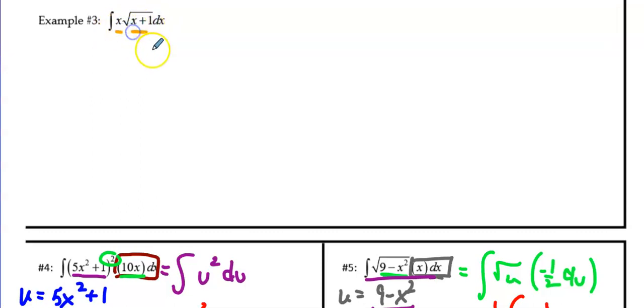We still have two functions. We have x, and we have the square root of x. Well, the derivative of x is 1, so that doesn't help us, and the derivative of x plus 1 is also 1. So one of the functions is not a derivative of the other one.